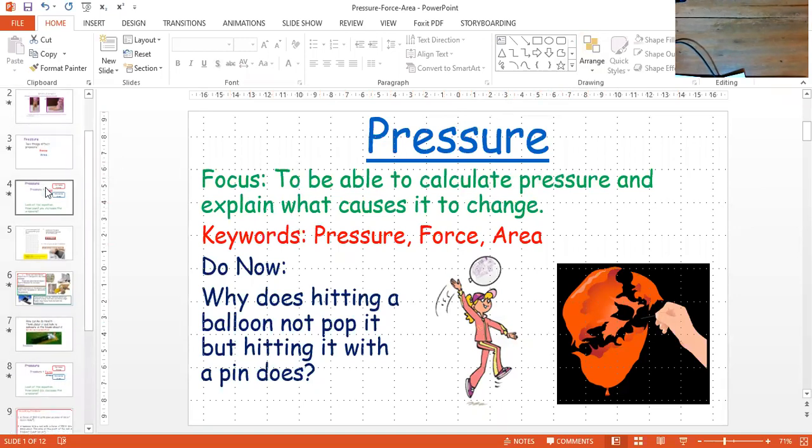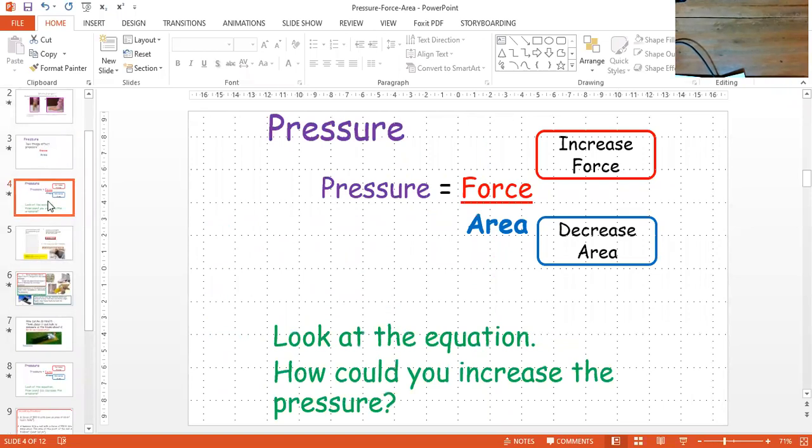So hopefully you've worked through these slides and you've seen that we have a pressure equation. Here, pressure is equal to force over area. This basically means that pressure is equal to the force applied over an area.